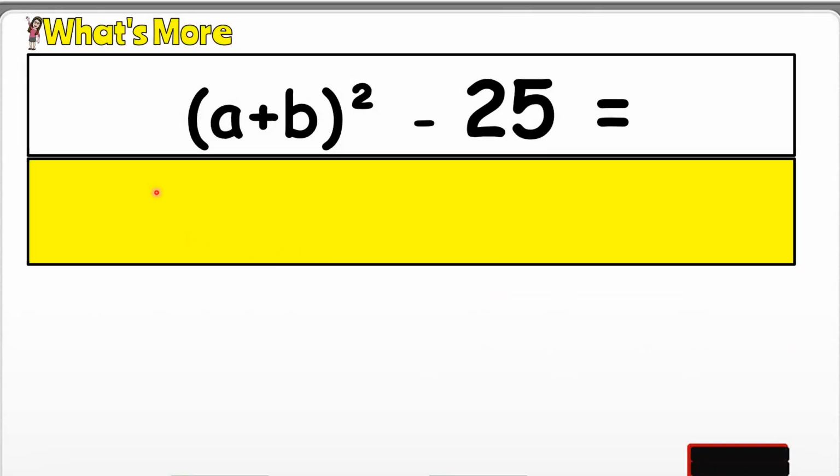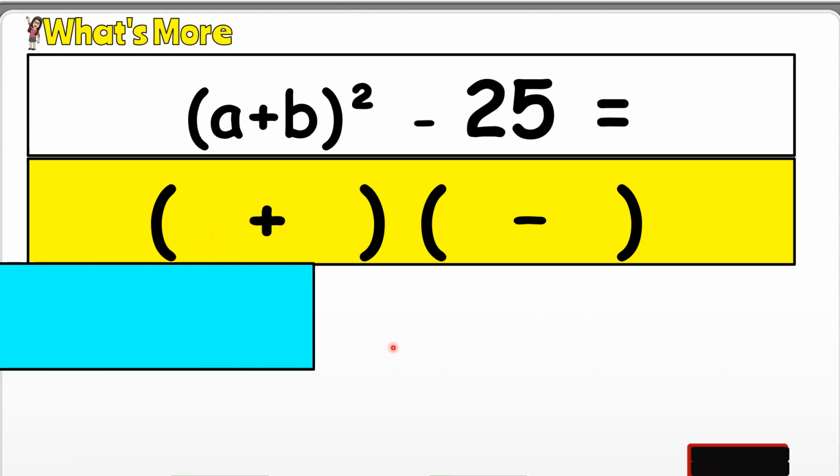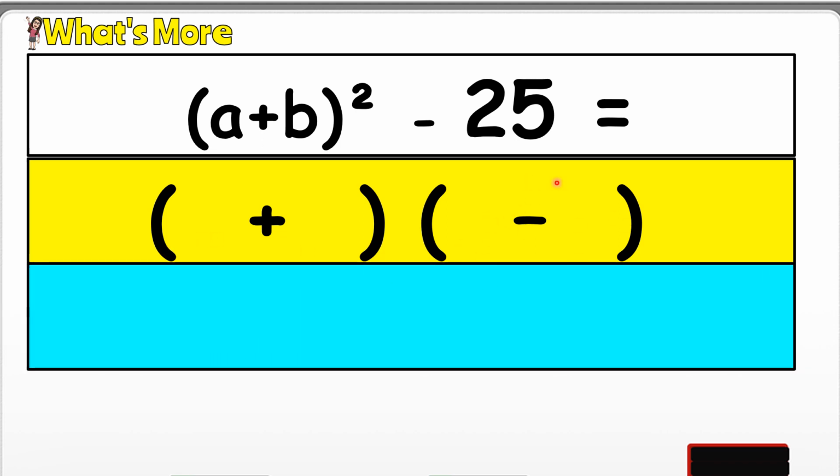Let's try another one. We have quantity a plus b squared minus 25. O, naka-squared to, squared din po yung 25, no? So, as you can see, ang gagawin natin ulit, provide two parentheses having plus and minus sign. Kasi be careful with the sign. Pag po nagkamali tayo sa sign, automatically, mali na po yung sagot natin.